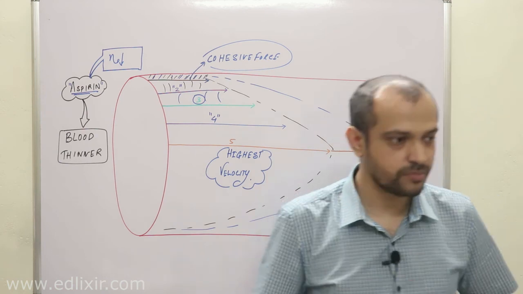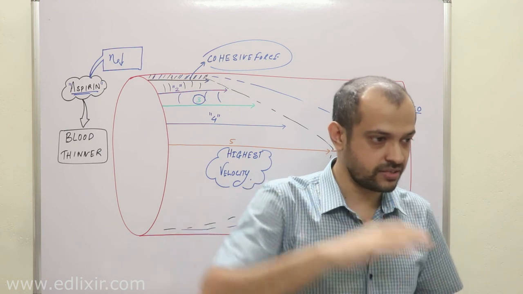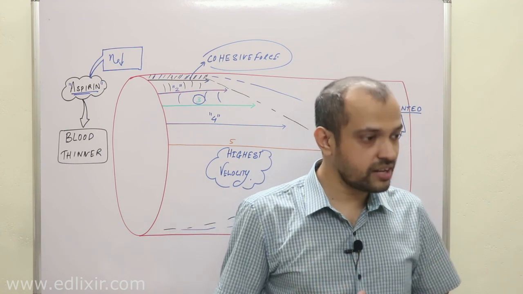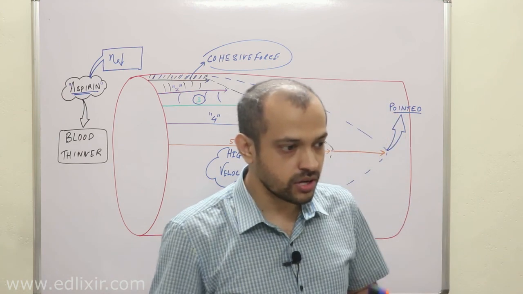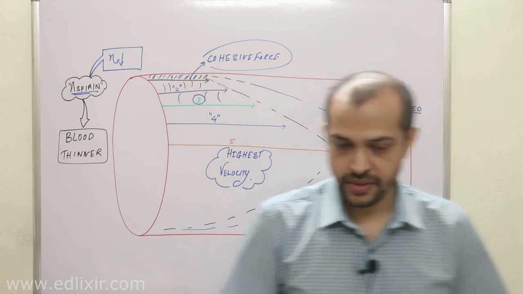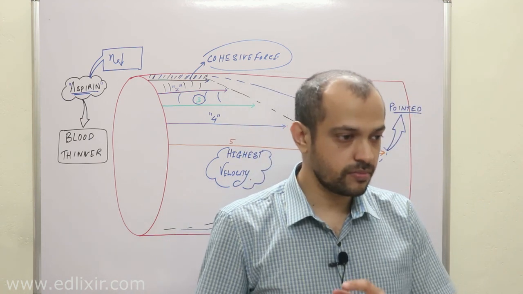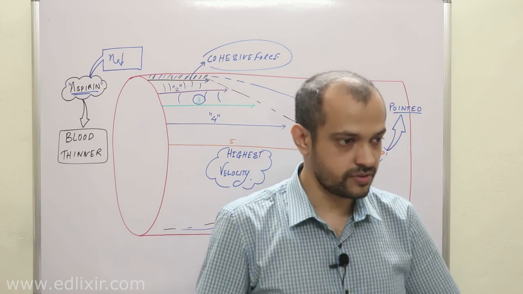Now a very important part to understand is this: there is a misconception that blood flows in a laminar fashion. Now this is wrong. And how this laminar flow changes, we will be talking about in the next class. Then we will be discussing Reynolds number and its concept and its application in cardiovascular physiology.